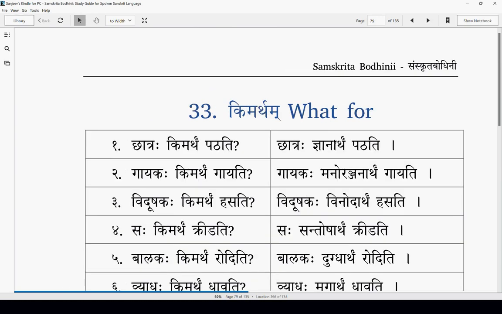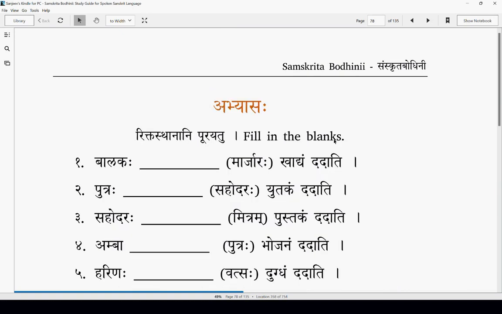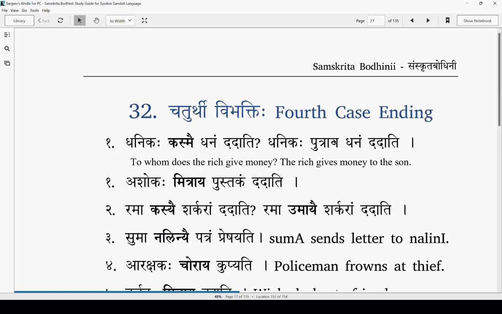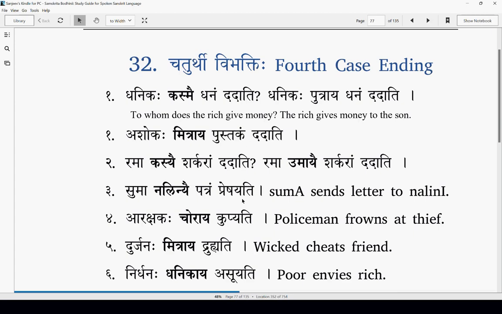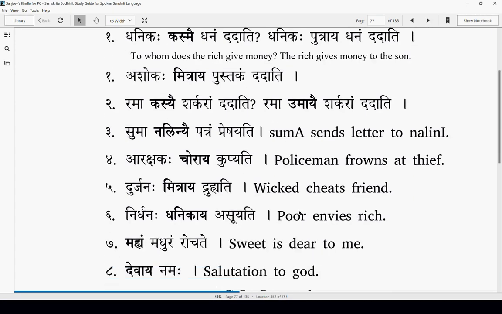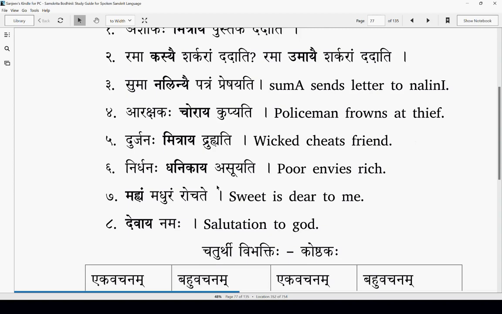Now, Chaturthi related, we can do Kimartham. Before this, we had the Chaturthi Bhakti. So, when is the Chaturthi Bhakti used? In what circumstances? In what sense? Receiver. Like we have Dadati, Preshayati and Vitarati, those were the examples. And then Kuppati, when the action is like Kuppati, meaning when somebody gets angry: Choraya Kuppati, Guru Chatraya Kuppati, Mitraya Kuppati, Durjanaha Mitra Drishyati, Asuyati. In these cases also, Chaturthi is used.